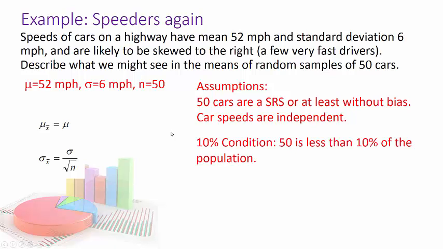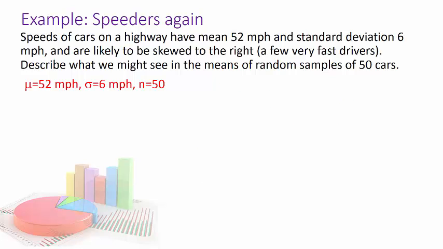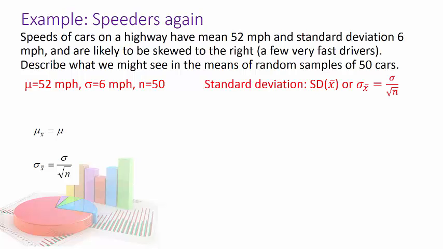Just saying. 10% condition. 50 is definitely less than 10% of the population of cars. The large counts condition. 50 is definitely large enough. All right, so let's do some math. Here are our formulas. The mean is easy, it's the same. Let's find our new standard deviation. It's going to be smaller than our population because we're going to divide by the square root of 50.